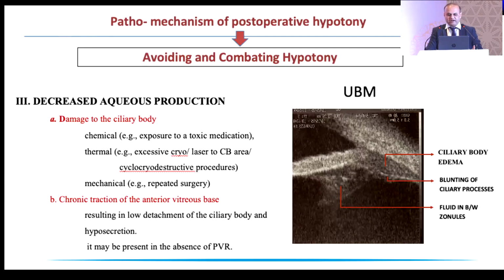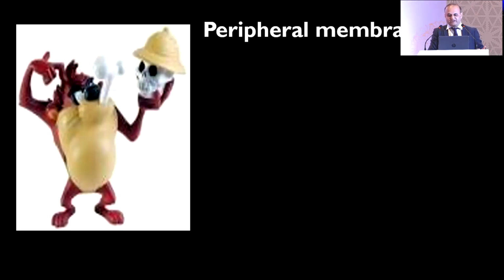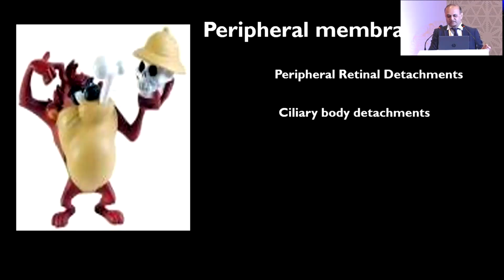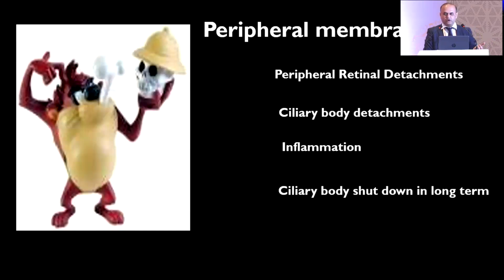Apart from that, there can be damage to the ciliary body and a chronic traction at the anterior vitreous base, again reasons for leading to hypotony. Now, where do peripheral membranes come into this entire picture? Peripheral membranes essentially lead to all of the points that we have discussed till now. They lead to an increased incidence of peripheral retinal detachments and recurrences. They can cause traction and lead to ciliary body detachments. They can cause inflammation, and in the long run lead to a ciliary body shutdown, which can also happen because of the combination of all of the other factors that we have discussed.